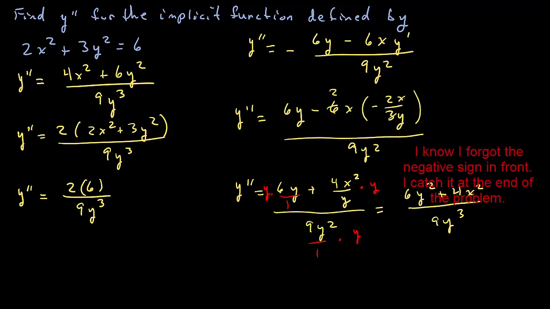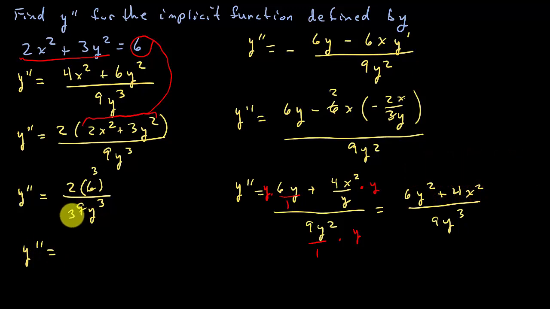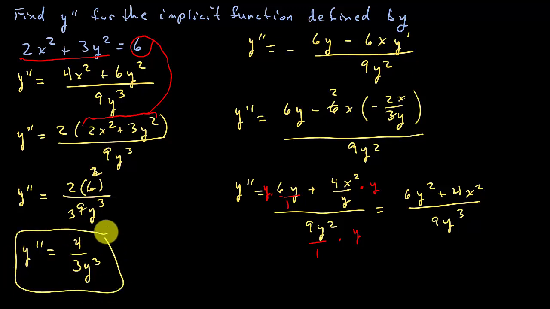Okay. So where this comes from is, you see the 2x squared plus 3y squared? Well, that equals 6. So that's where that comes from. All right, so now we get y double prime. Well, let's see, that and that cancel. I'm left with a 3 and a 3. No, I'm sorry, a 2 and a 3. So that's going to be 4 over 3y cubed. And there is the second derivative.